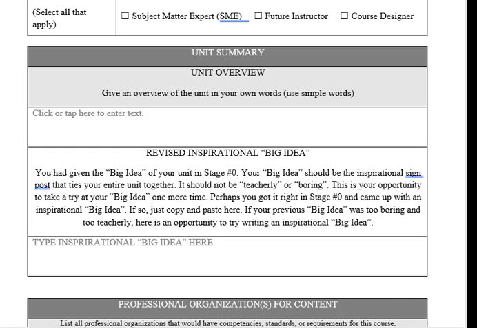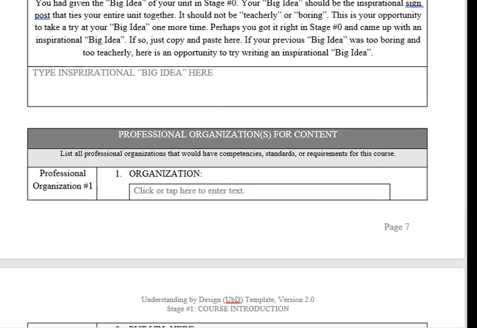And then we're going to list right here our big idea. Remember, the big idea is what the whole course is based around. So this is very important and we want to start there. This is part of the working backwards process for UbD. So we're going to start right there with the big idea.